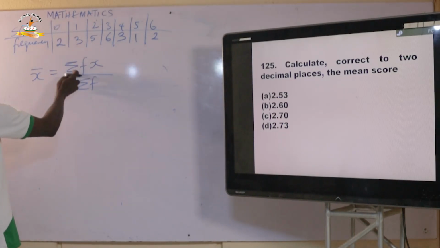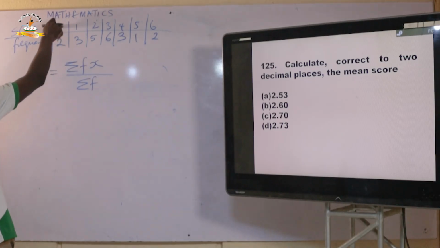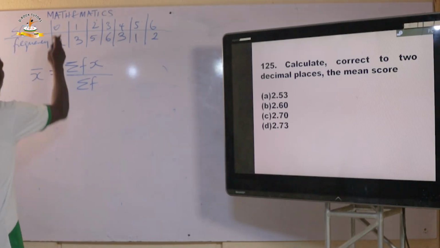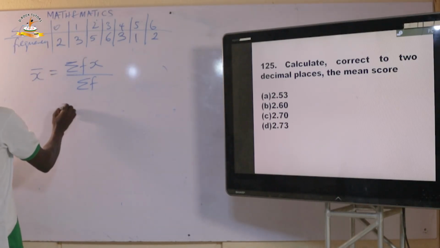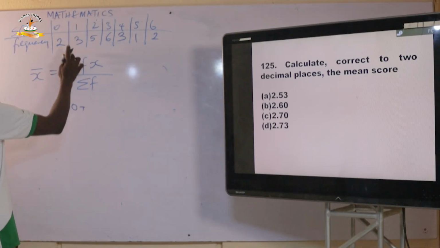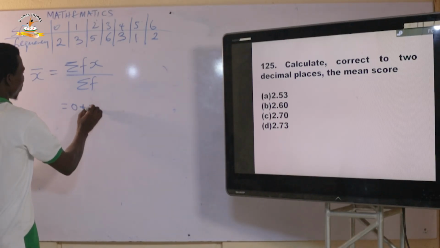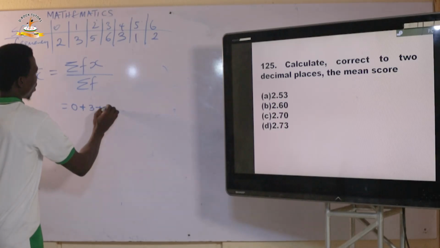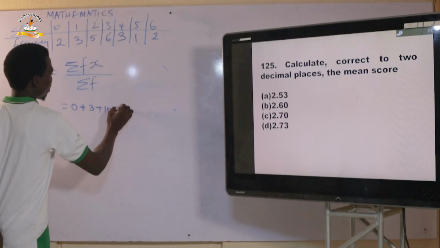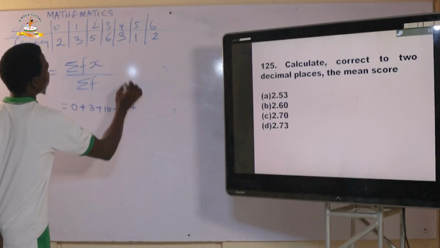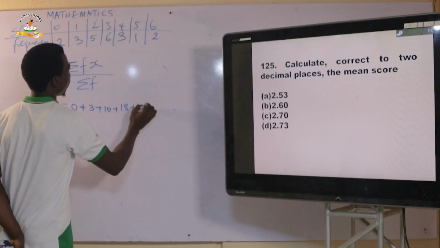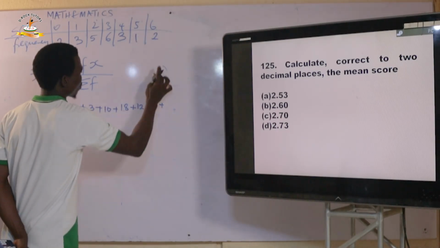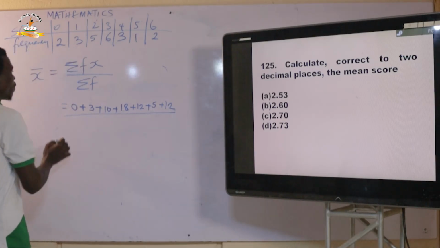So how do I get my summation fx? I multiply my score with the frequency and I add them up together. So I start with the first one. 0 times 2 is 0, plus 1 times 3 is 3, plus 2 times 5 is 10, plus 3 times 6 is 18, plus 4 times 3 is 12, plus 5 times 1 is 5, plus 6 times 2, which is 12, all divided by what?